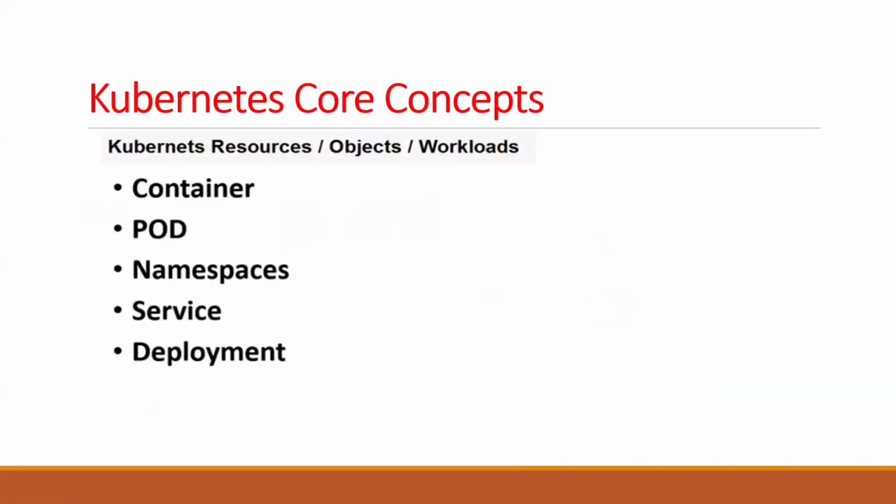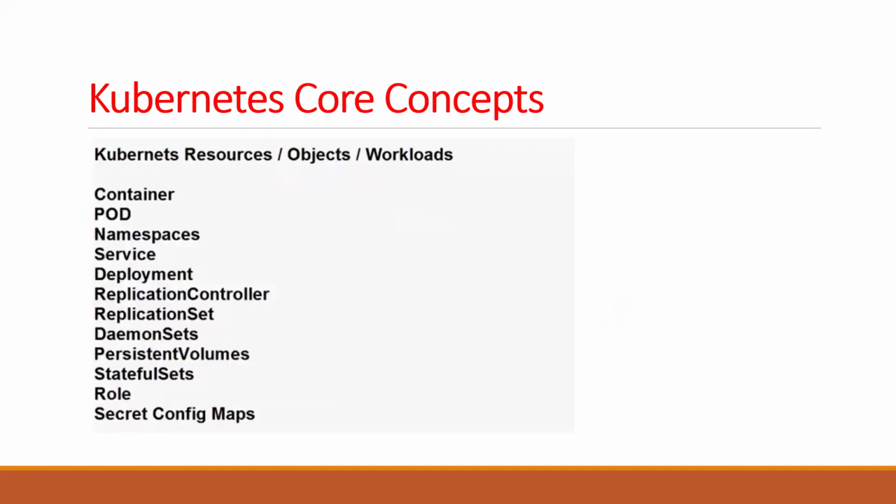So Kubernetes core concepts are container, pod, namespace, service, and deployment. Kubernetes resources, objects, and workloads. So what are the core concepts, guys? The core concepts of Kubernetes: what is a container, what is a pod, what is a namespace, what is a service, and what is a deployment? These are all the core concepts. Then there are pod, container, namespace, service, deployment, replication controller, replica set, daemon sets, persistent volumes, stateful sets, role, secret, config. These are all the resources, objects, and workloads.